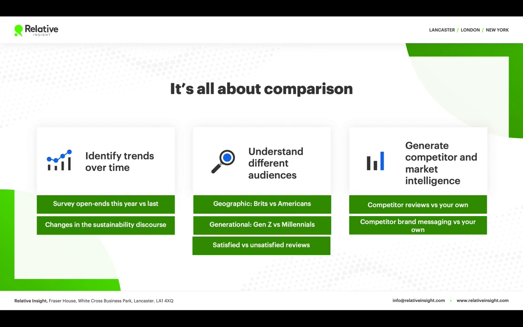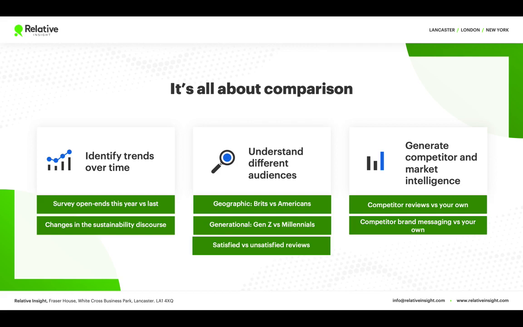A second really common type of comparison is around audience or customer segmentation. And this is helping you understand the differences between the different audiences that you're trying to target. An example here would be a geographic comparison where you take customers from one market, for example, the UK, and compare them against customers in another market, for example, the US, to understand the unique needs and characteristics of each audience so that you can adapt your product offering and your marketing messaging accordingly to win with both of those audiences.